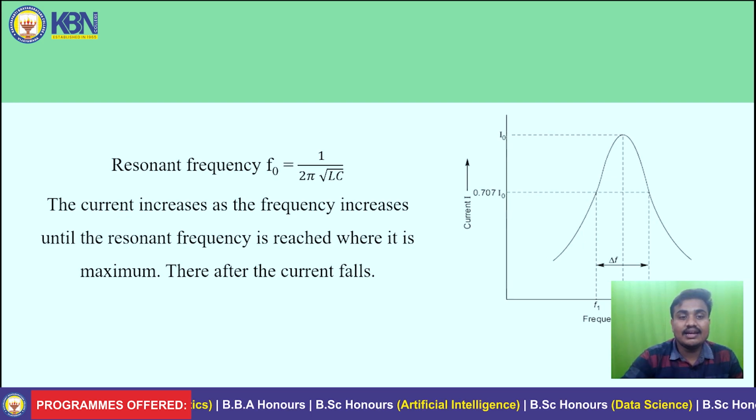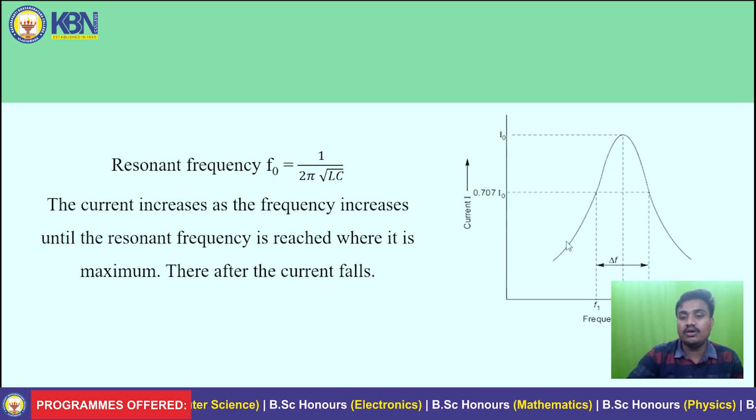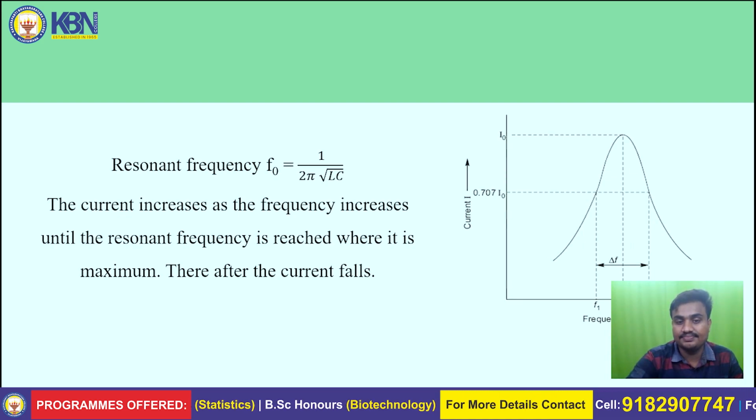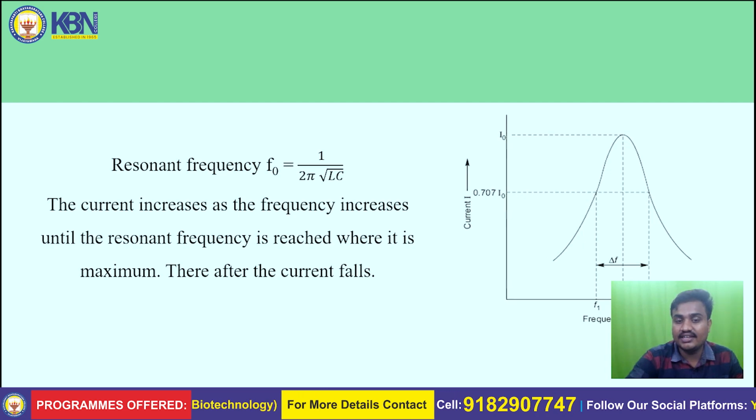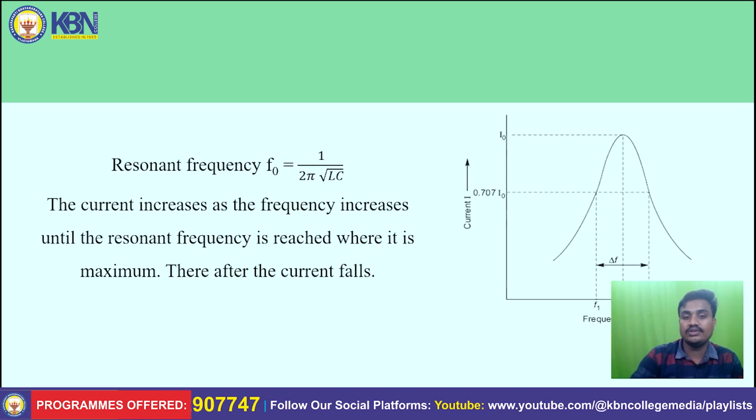As you can see in this graph, the frequency is taken along the x-axis and the current is taken along the y-axis. This is how the graph looks. The current increases as the frequency increases until it reaches the maximum current, which is called the resonant frequency condition. After reaching the resonant frequency, it falls down again. This is called the LCR series resonant circuit.